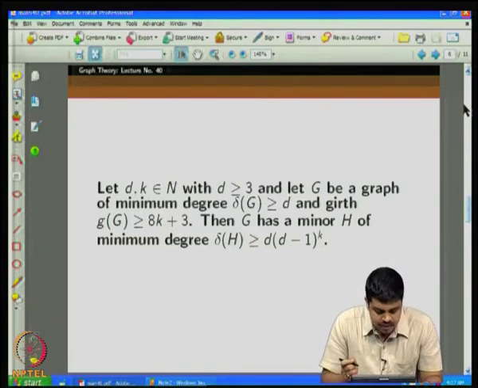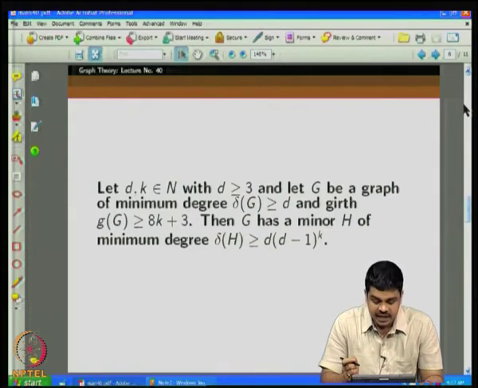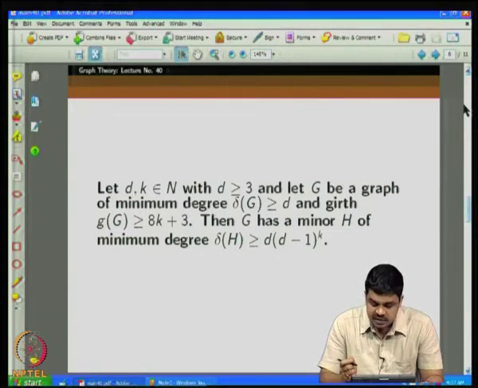So, this is the lemma. Let d, k be elements of N, that means d and k are two integers with d greater than or equal to 3, and let G be a graph of minimum degree delta greater than or equal to d, and girth greater than or equal to 8k plus 3. Then G has a minor H of minimum degree delta of H greater than or equal to d times (d minus 1) raised to k.